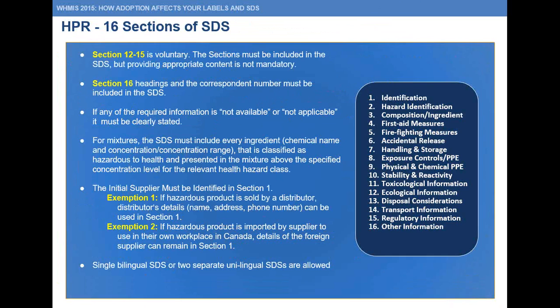A single bilingual SDS or two separate unilingual SDS are allowed. Now, this is important because this is different. This is a different requirement on the SDS side on language support than it will be for the label. We'll look at that in the section. So you can see these are the 16 section headers under WHMIS 2015 for the SDS in dark blue.